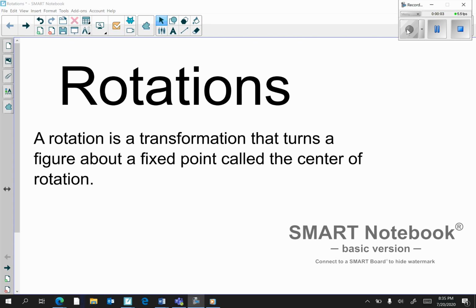Hi everyone, in today's video we're going to be discussing rotations. A rotation is a transformation that turns a figure about a fixed point called the center of rotation.